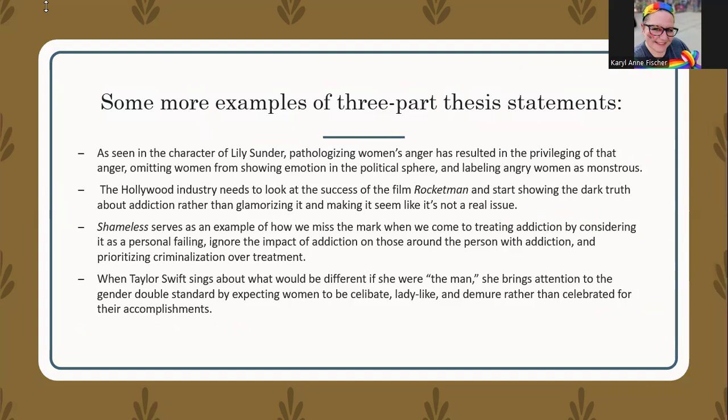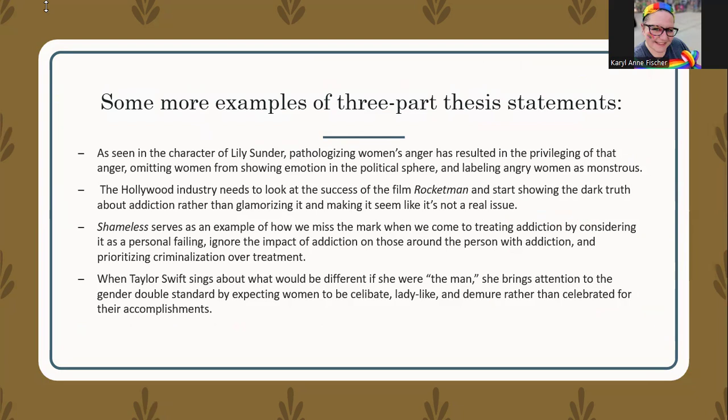As seen in the character of Lily Sunder, pathologizing women's anger has resulted in the privileging of that anger, omitting women from showing emotion in the political sphere and labeling angry women as monstrous. That's my position, that we shouldn't pathologize women's anger, showing how it relates to the character of Lily Sunder. And then I have my subtopics, and my readers should know that's the order they're going to read about it.